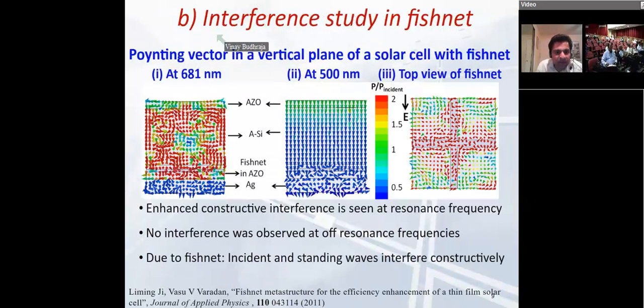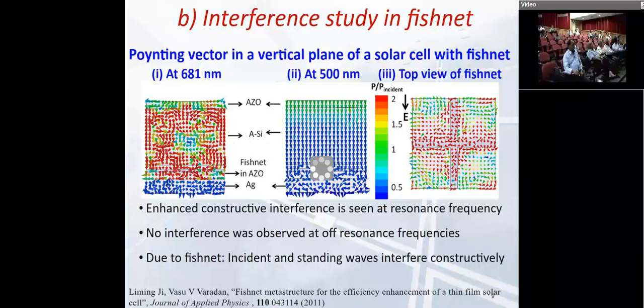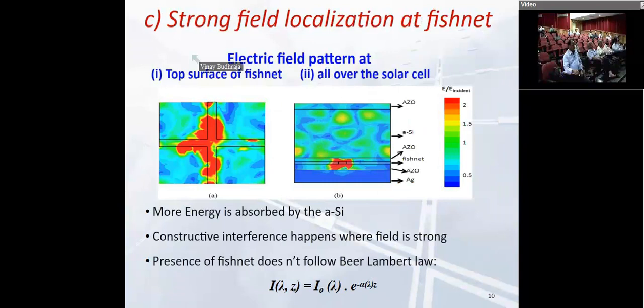So here, this figure shows the interference study in the fishnet pattern. Now I move on to the next slide. This figure shows the electric field localization at different layers.